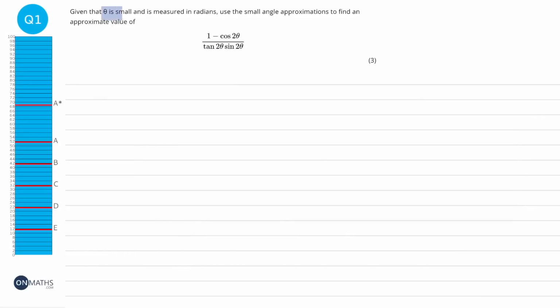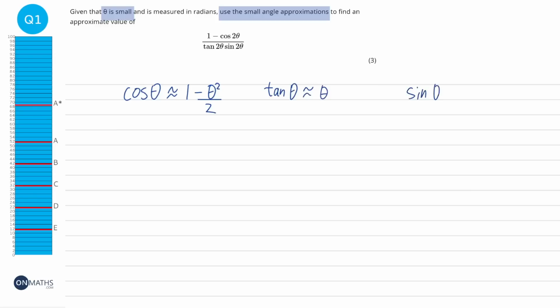We're told that theta is small, and we're actually told that we are going to use the small angle approximations. So if we just list them out, we know that cos theta is roughly the same as 1 minus theta squared over 2. We know that tan theta is roughly the same as theta, and we know that sine theta is going to be roughly the same as theta.